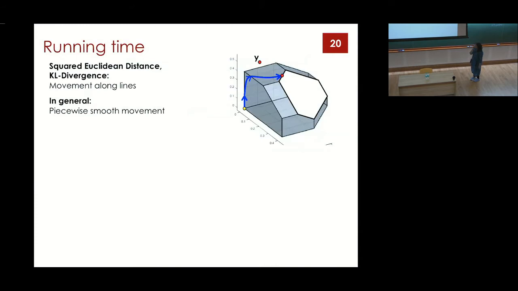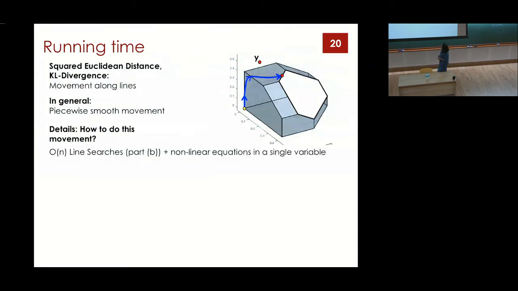Okay, so there are many many details that I've brushed under the rug. In the Euclidean case or KL divergence, the movement is along straight lines. But in general, when we are minimizing separable convex functions, the movement can be along a piecewise smooth curve. So it may not be as nice. And there are a lot of details on how to do this movement efficiently. And a quick answer to that is we can do these movements by doing line searches. So that's the second fundamental question I'm going to come to about how do you do line searches. So let me just write that here.